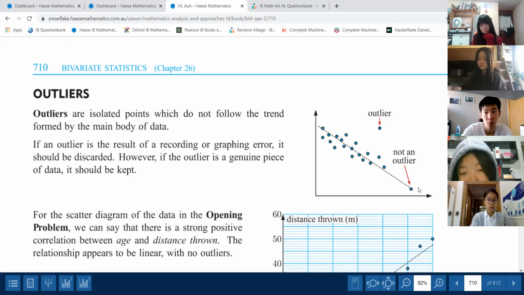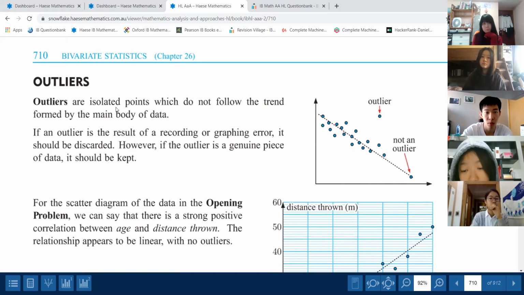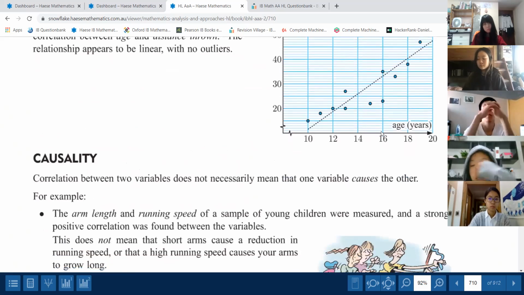Okay, so outliers, like we know earlier, are isolated points which do not follow the trend of the main body of data. If the outlier is a result of recording or graphing error, we've talked about that, it should be discarded. However, if the outlier is a genuine piece of data, it should be kept. So this will be kept because it is still following that trend. It might be far from others. Why is this discarded? You may not really need the effect of the outlier until the line of best fit. But this is just for your information.